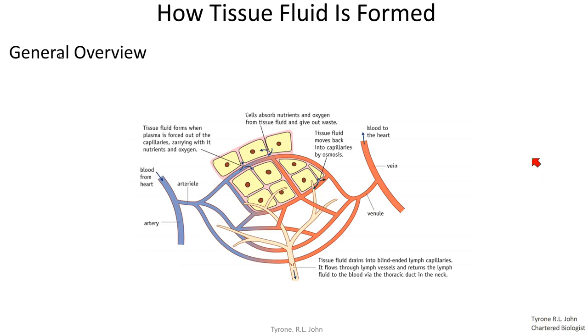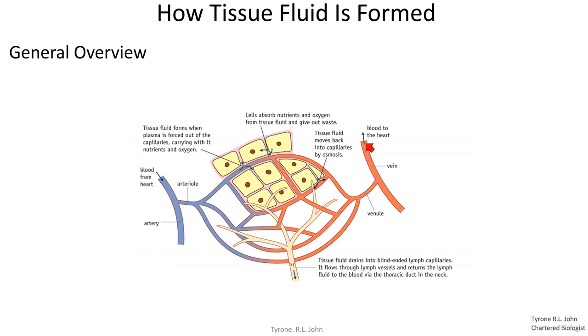Okay, we're coming on now to how tissue fluid is formed. We're going to look at a general overview with this diagram. I'm not going to give any explanations on this slide. I just want to go through the general things, the general principles of what's happening in this diagram. So it should be familiar to you. You can see you've got an artery here that branches off into an arteriole, and then you've got this capillary network here, often known as the capillary bed. Okay, and then the capillaries form into a venule, and then to a vein that goes back to the heart.